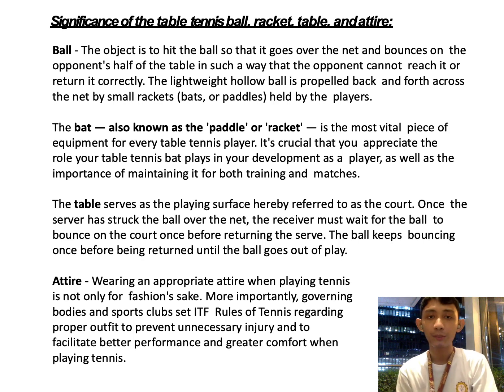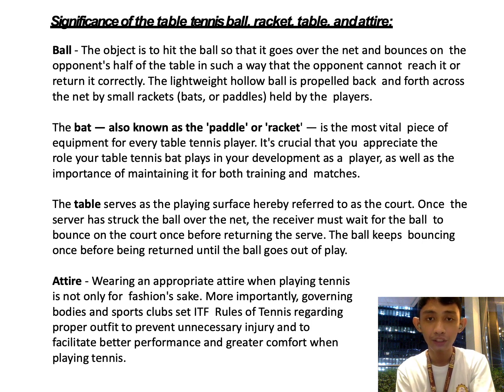Significance of the table tennis ball, racket, table, and attire. The ball is the object. The object is to hit the ball so that it goes over the net and bounces on the opponent's half of the table in such a way that the opponent cannot reach it or return it correctly.